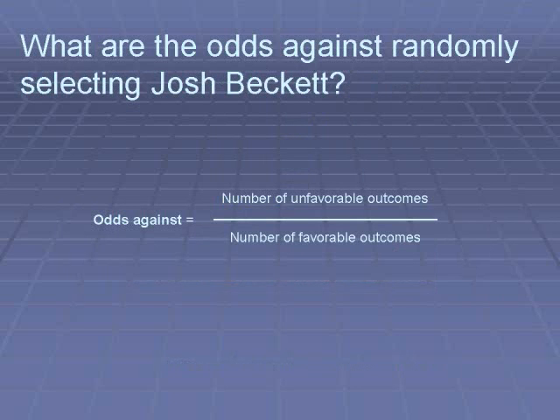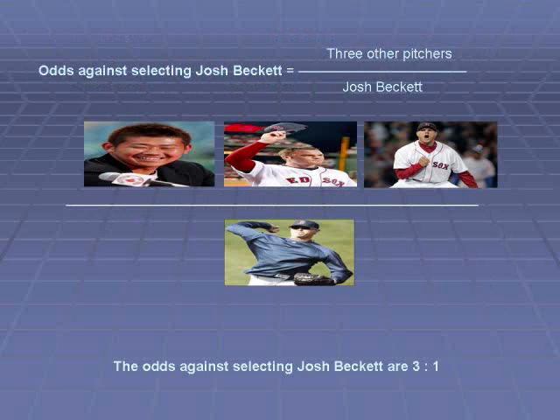Finally, we need to figure out what the odds against randomly selecting Josh Beckett would be. Okay, this is just the opposite of odds in favor, where it's the number of unfavorable outcomes over the number of favorable outcomes. So this time we're going to have Daisuke, Jon Lester, and Papelbon in the numerator, and Josh Beckett will be in the denominator. So the odds against selecting Josh Beckett would be 3 to 1.